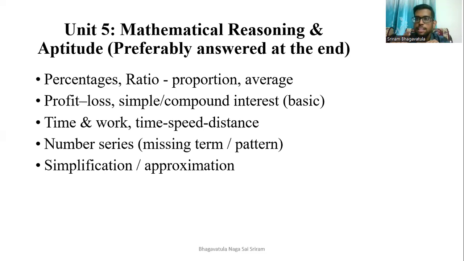For example, 3, 6, 9, dash, 15. Now what is the missing term? Every interval has a difference of 3. They have given 3, 6, 9, a dash, and 15. So what is the missing term? That is 12. So like number series, missing patterns, and the simplification or approximation of something. But my sincere advice is to answer these at the end.